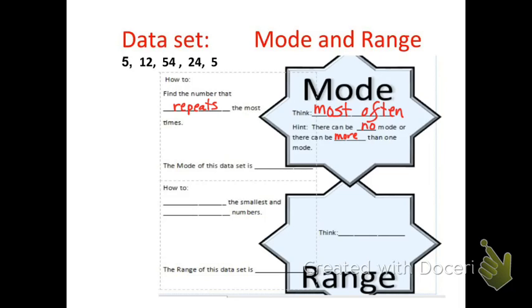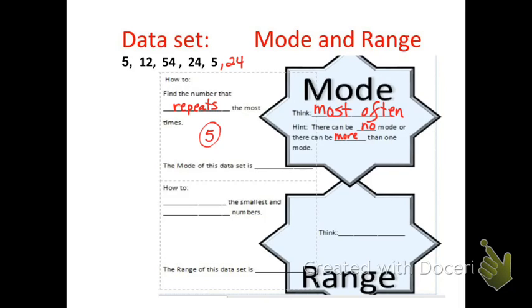So here we have a set of numbers, 5, 12, 54, 24, 5. What's repeated the most times? 5. So 5 is our mode. That's the easy one. All we have to do is look at it. Now, let me show you this. Don't write this, just watch. So let's say I changed my set of numbers and it looked like this. I had another 24. What would the mode be now? It would be both 5 and 24. There would be 2 modes.